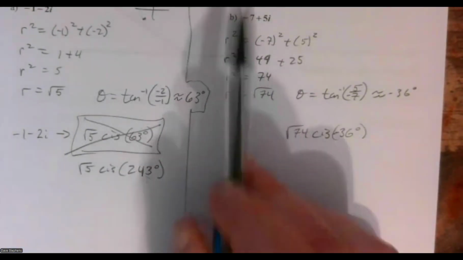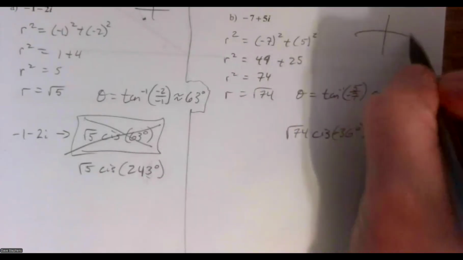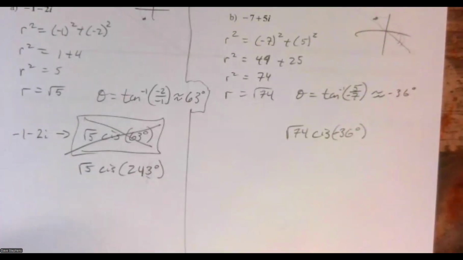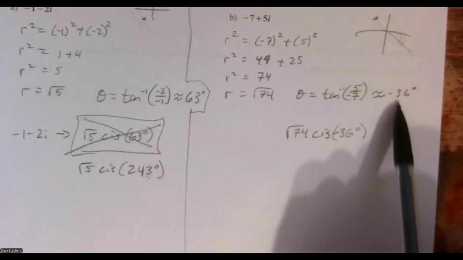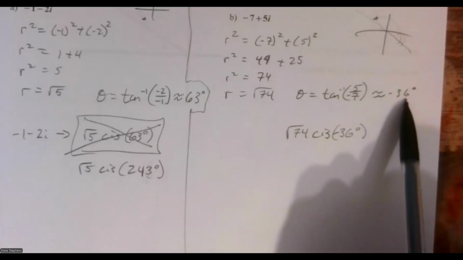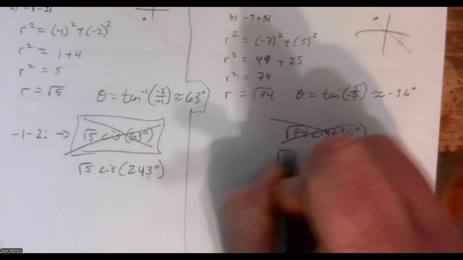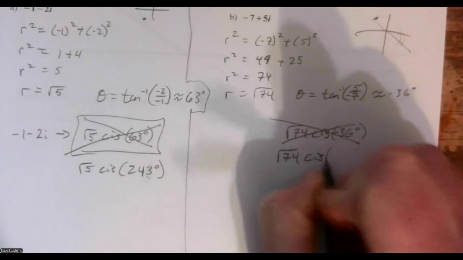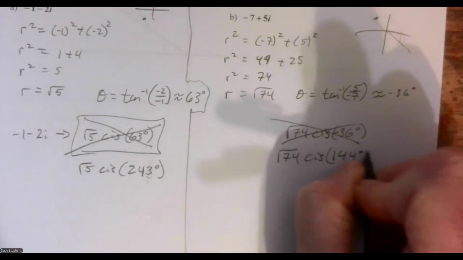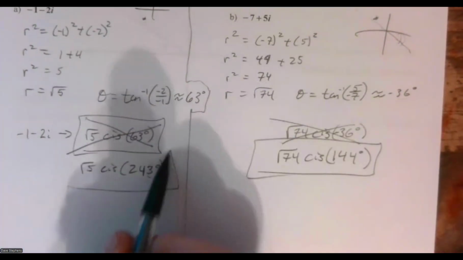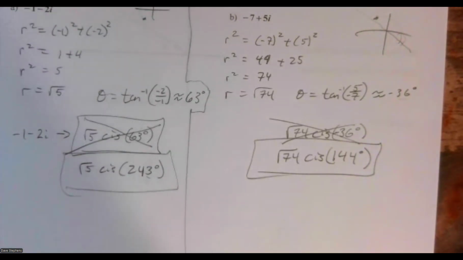So what quadrant is this? -7 plus 5i. That would put us up there. And that's quadrant 2. And if -36 is here, we got to add 180. Or we do 180 minus 36. Right, so 180 minus 30 would be 150. 150 minus 6 is 144. So this is really, that's not right. You're going to say the square root of 74 CIS 144 degrees. There we go. That's the one. Gotta be careful because tangent's only going to be -90 to +90.